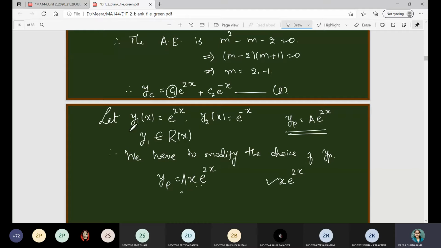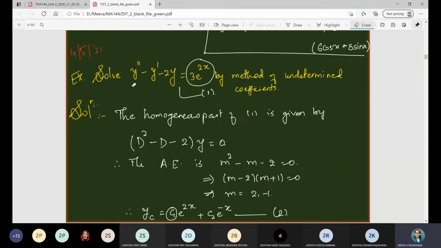Right, so here you can see, the choice of yp is equal to this one, and then y1 belongs to r of x, therefore we have to modify the choice of yp by multiplying it with x. So yp will be this one. So now one by one we will find out the derivatives.